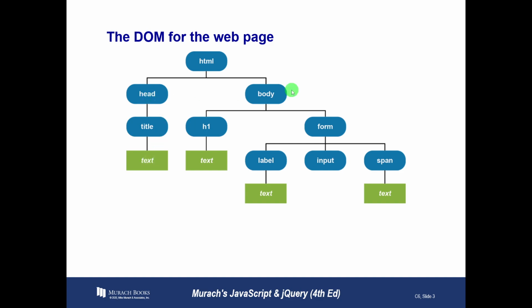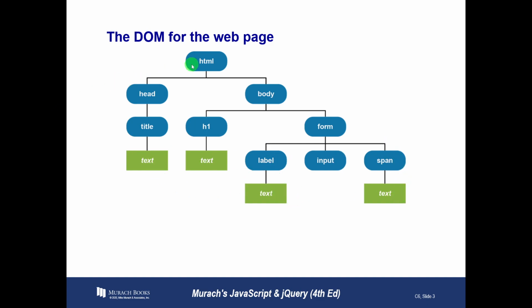Okay. Each one of these things is called a node. The element nodes are represented by the ovals in this diagram. The document object model includes text nodes that hold the text for whatever those things contain. And there's also attribute nodes, but we're simplifying a little bit, and we're not showing those right now in this particular diagram. So if we look, the body contains an H1 and a form. The form contains a label, an input, and a span, and each one of these things has some kind of text inside of them, and we can see those nodes.